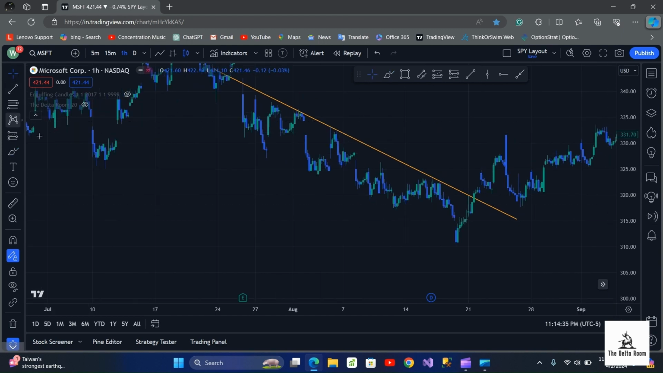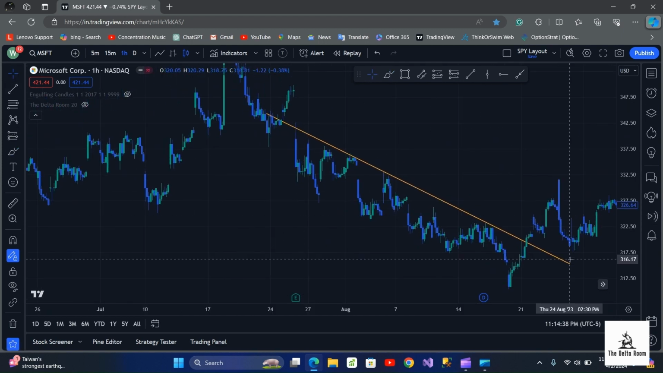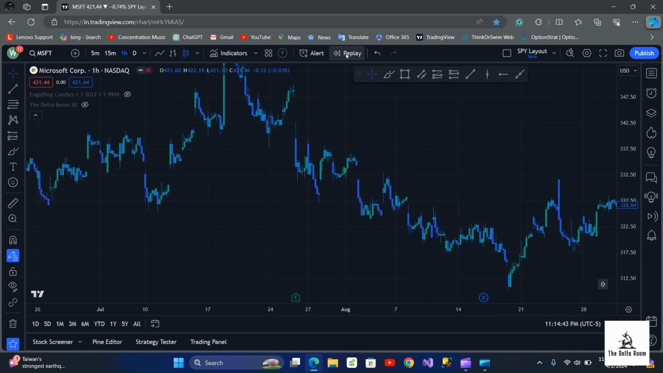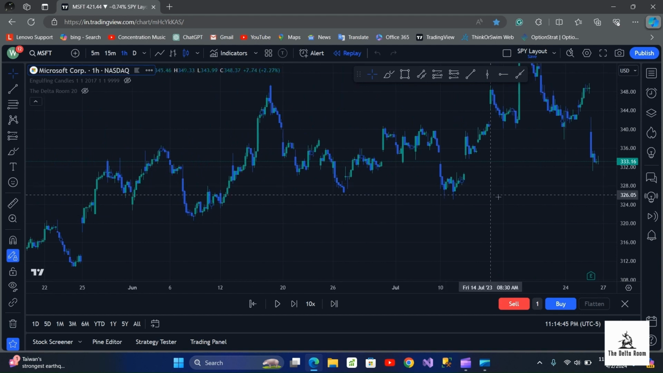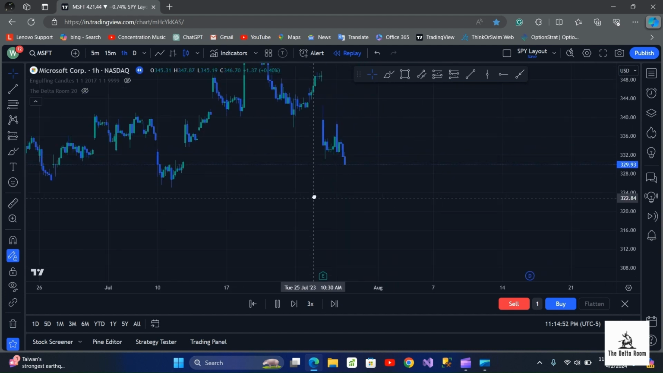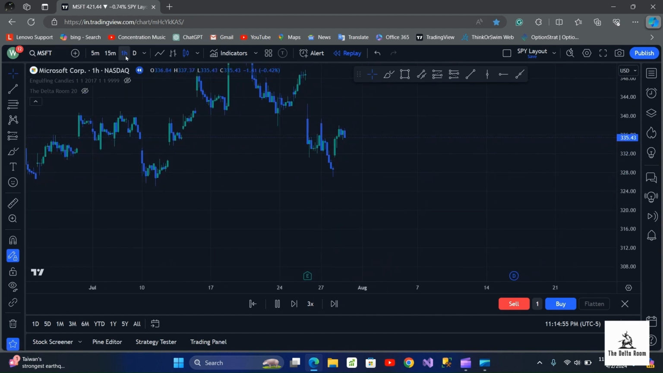So how do you trade it? For example, in this chart, when you're trading, the chart will not be visible to you. It will look like this, and then it's going to gradually progress. By the way, I'm on a Microsoft 1 hour chart.